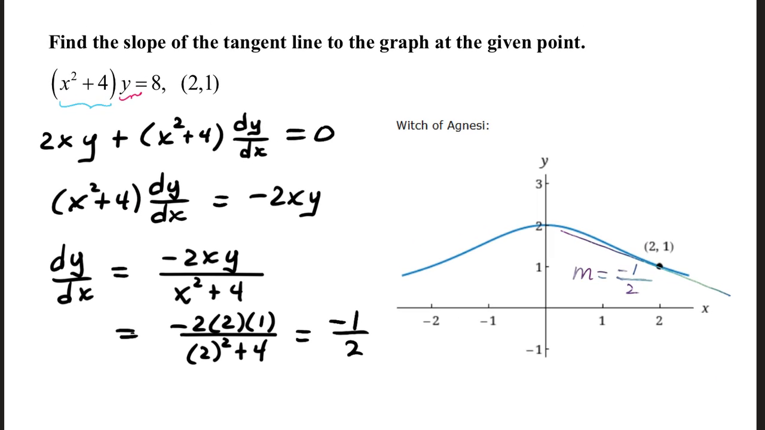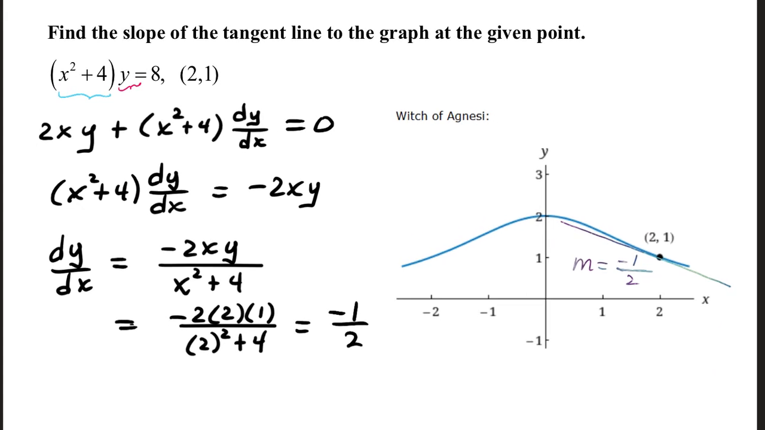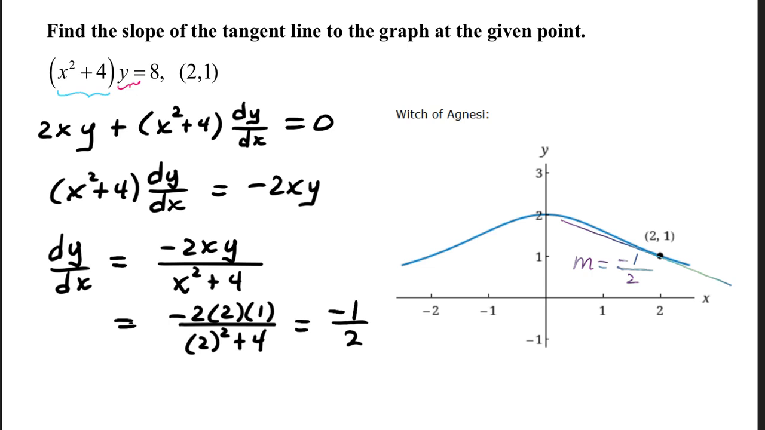And wrapping up our implicit differentiation, we looked at the graph of x squared plus 4 times y equals 8, and it produced that bell curve graph in blue to the right of your screen. We're supposed to investigate the slope of the tangent line at the point (2, 1), and for us it's already labeled. This little rainbow line, that's the tangent line.